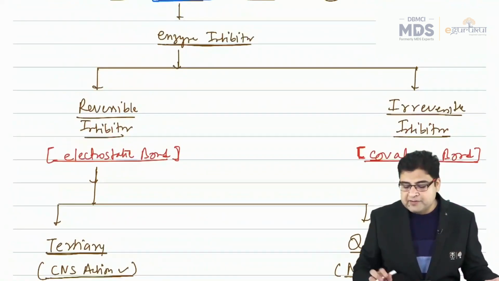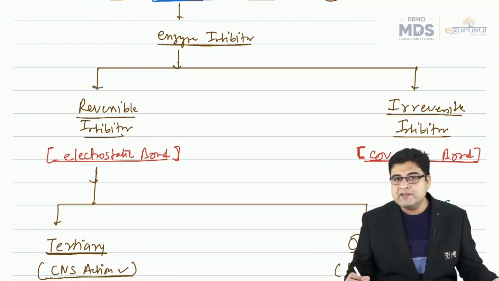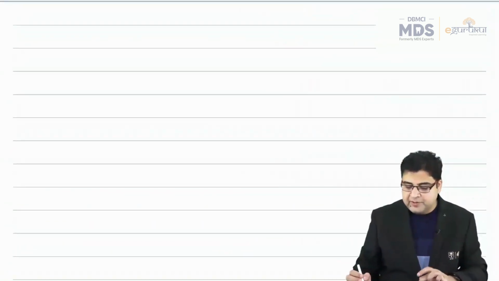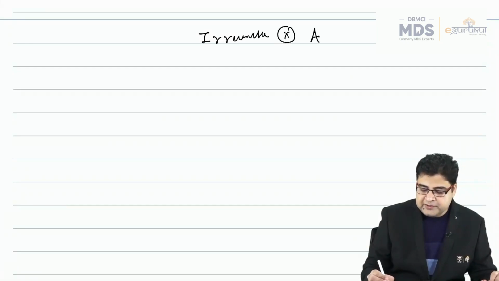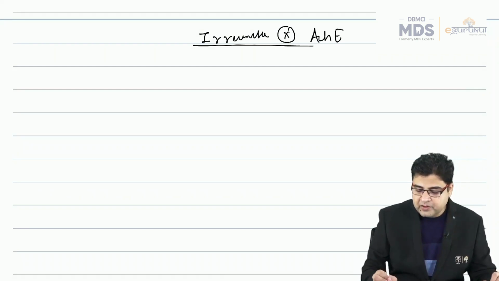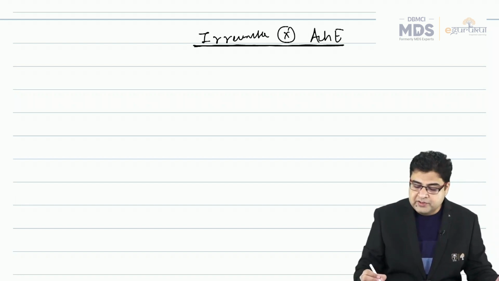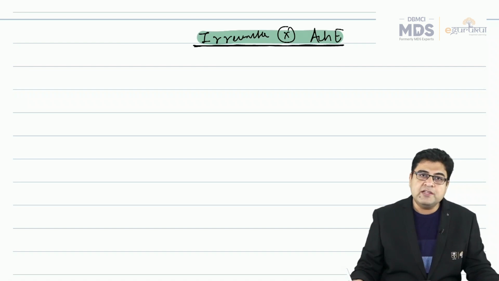Now let's move on to the medicines which are indirectly acting medicines, but these are the irreversible blockers. These medicines will form a covalent bond. So let's talk about the drugs which are irreversible inhibitors of the acetylcholine esterase enzyme.